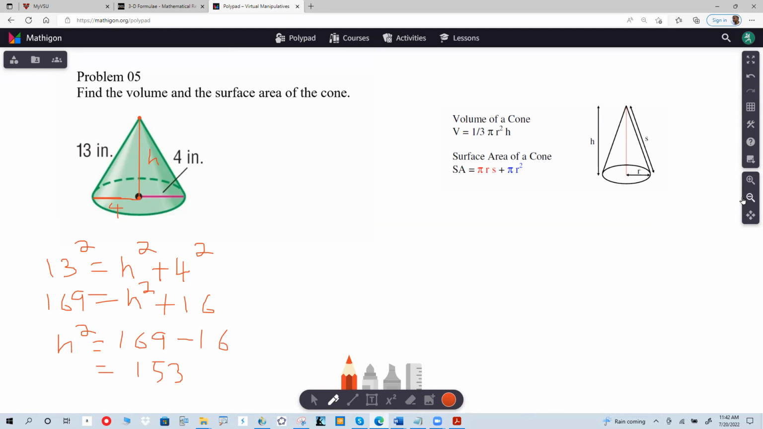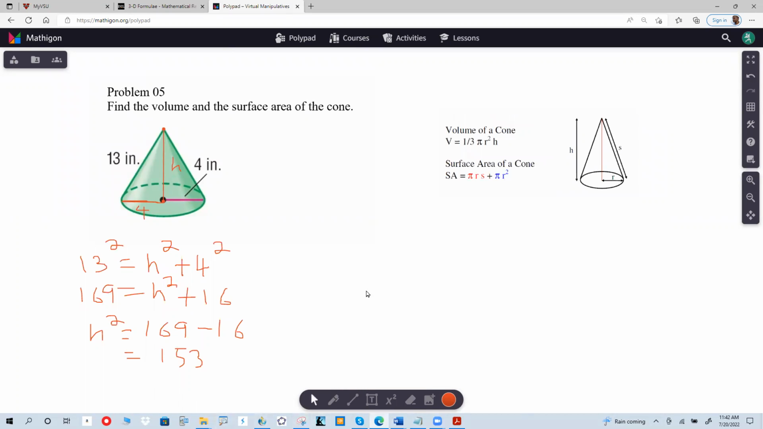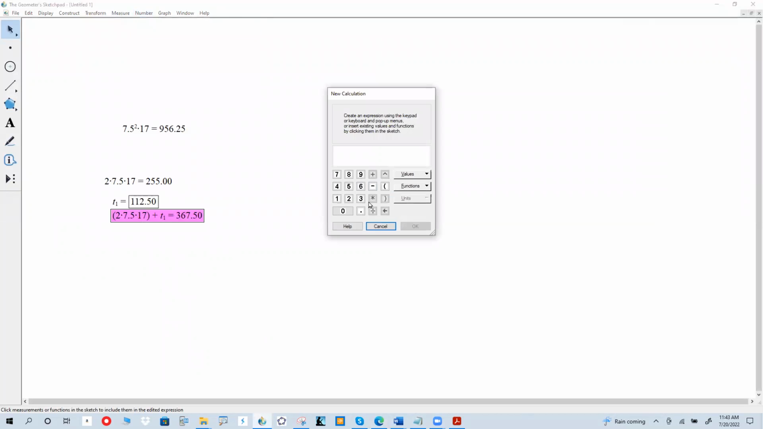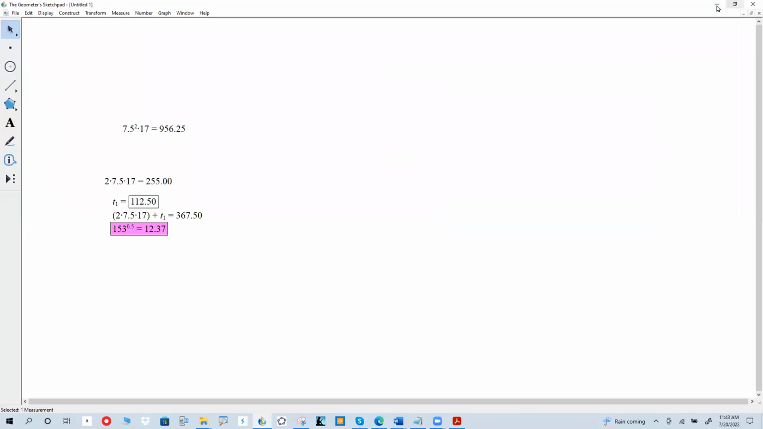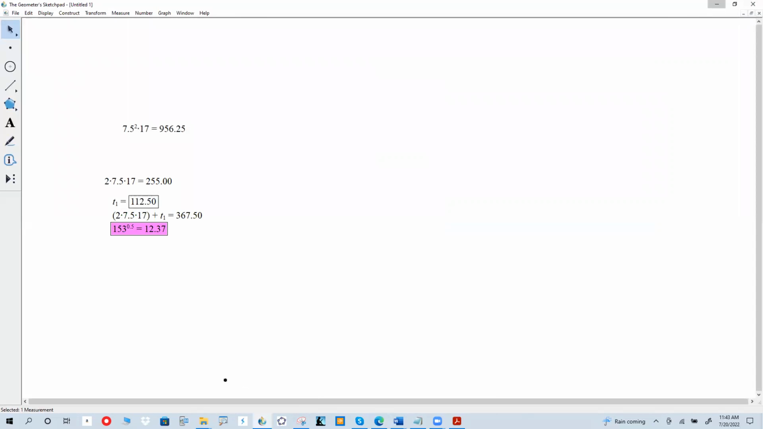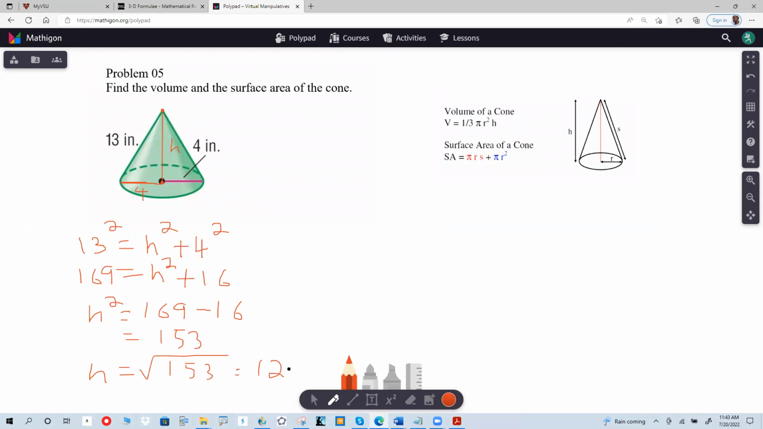Okay, what's h, guys? H is going to be square root of 153, and we have to use the calculator. And that turns out to be, I'm getting 12.3. Let's be a little more specific. 12.37. That's good enough for me. Of course, it's going to be inches.